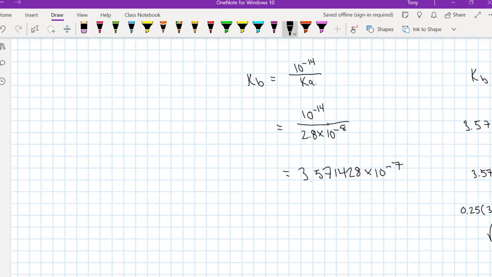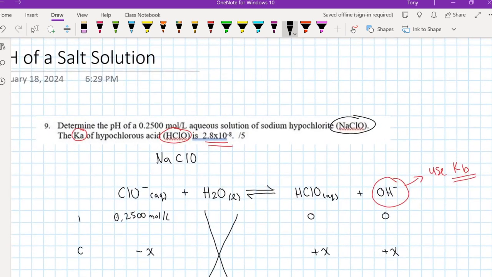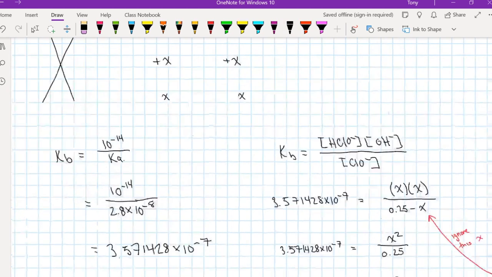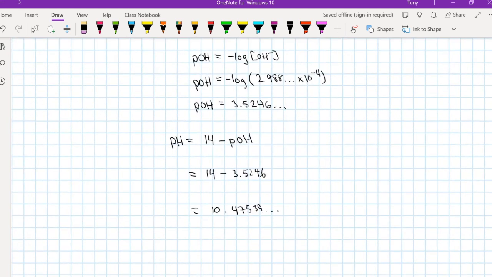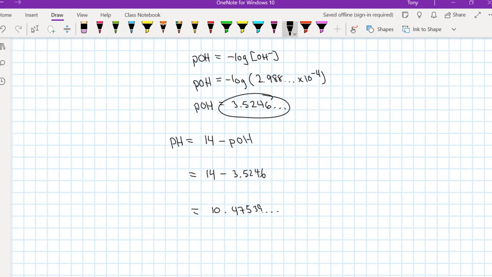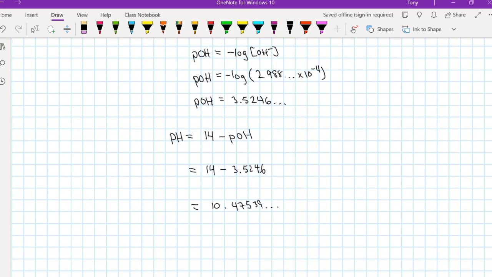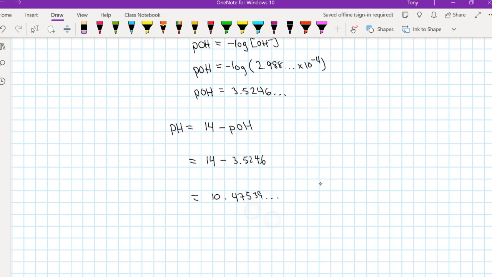Or, looking back at the original question, we were given 2 significant digits here and 4 significant digits here, so we can only really give back 2. Technically speaking, this number would have been 2 significant digits, and so when we subtract 2 digits, like 14 minus 3.5 for example, we would keep the lowest decimal place, so we're going to keep our answer as 10.5, and that's the pH of our solution.